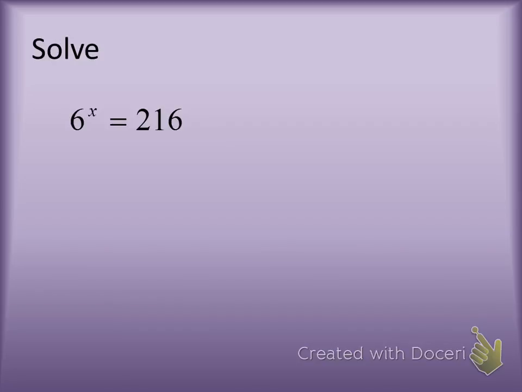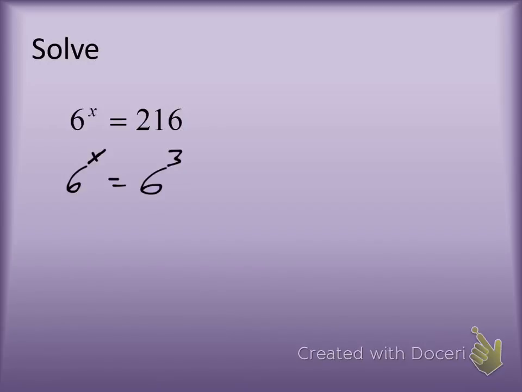6 to the x equals 216. So you know the left side is a base of 6. You need to write the right side as a base of 6. Okay, so 6 to the x equals 6 to the what? It'll be 6 to the third. Okay? 6 times 6 times 6 gives you 216. The left side tells you what number you need your base to be. Then you make the right side happen. Okay? These will all work. Somehow, some way, they'll work.